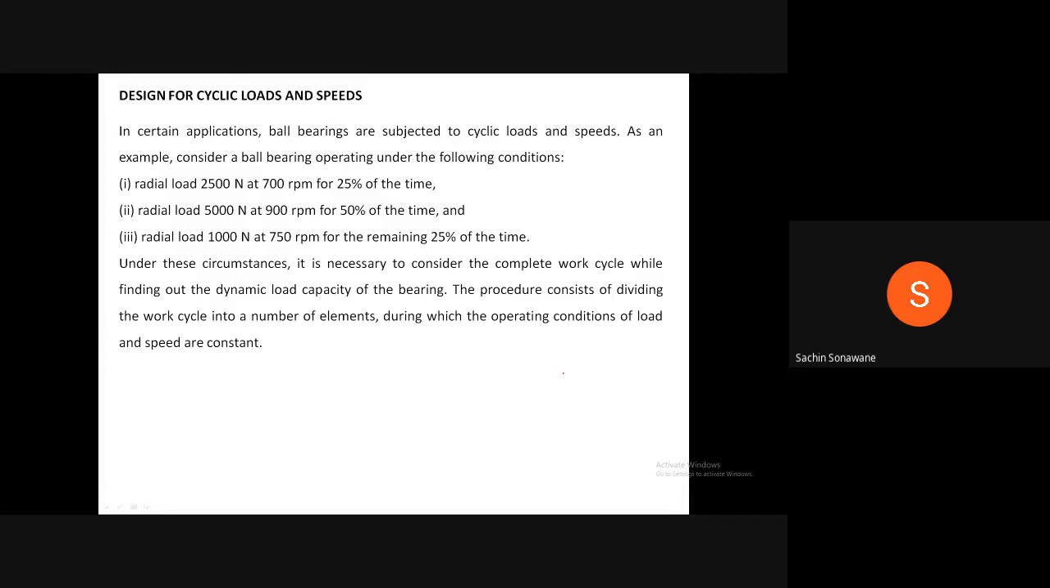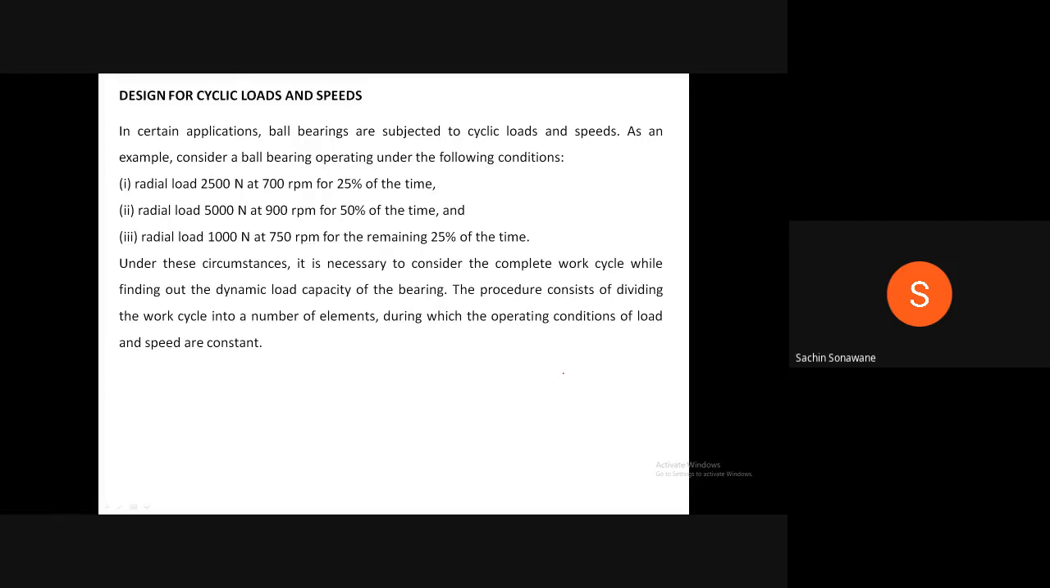Under these circumstances, it is necessary to consider the complete work cycle while finding out the dynamic load capacity of the bearing. The procedure consists of dividing the work cycle into a number of elements during which the operating conditions of load and speed are constant.